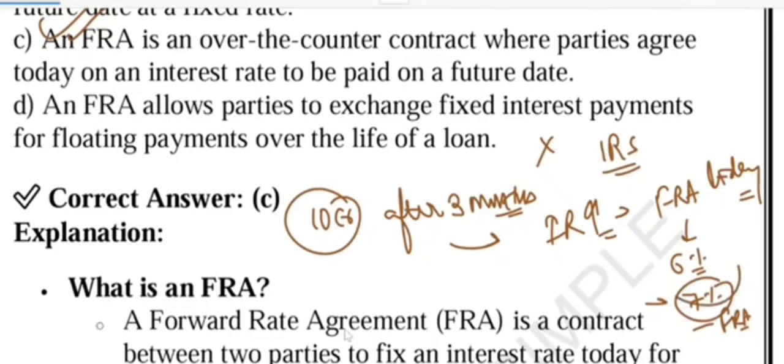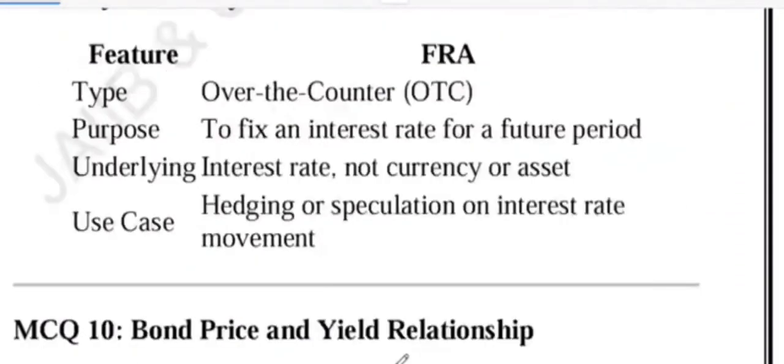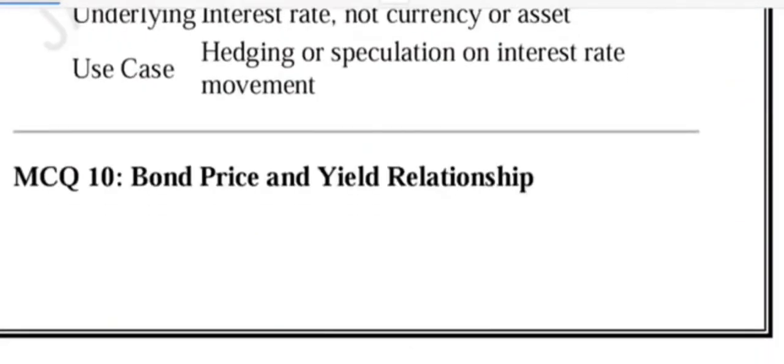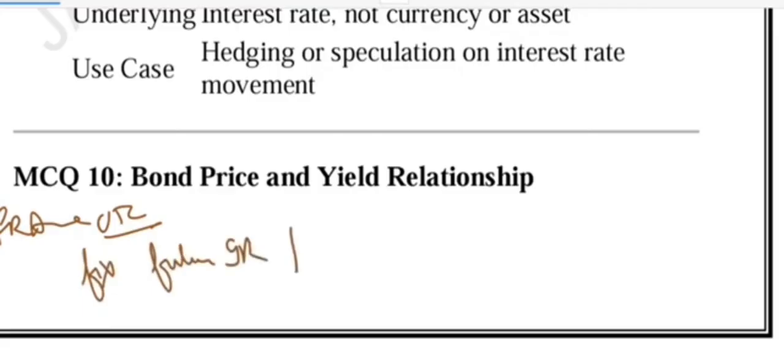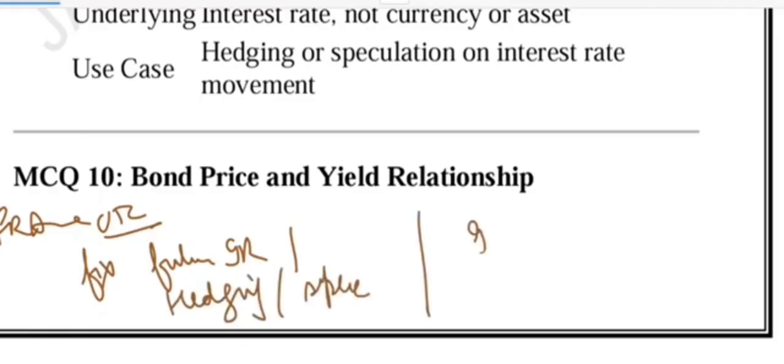So let's summarize the key points which we have just discussed about FRA. First point is that FRA is a kind of OTC product. It fixes the future interest rate. It is used for hedging and speculation. And the underlying thing is the interest rate here. It is commonly used to lock a loan or deposit rate in advance.